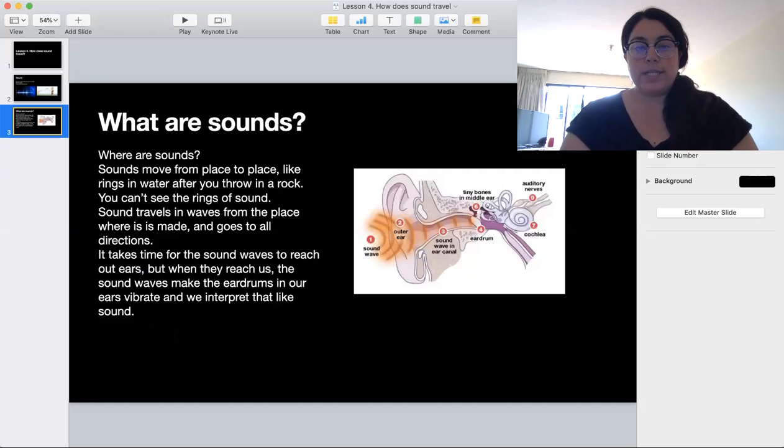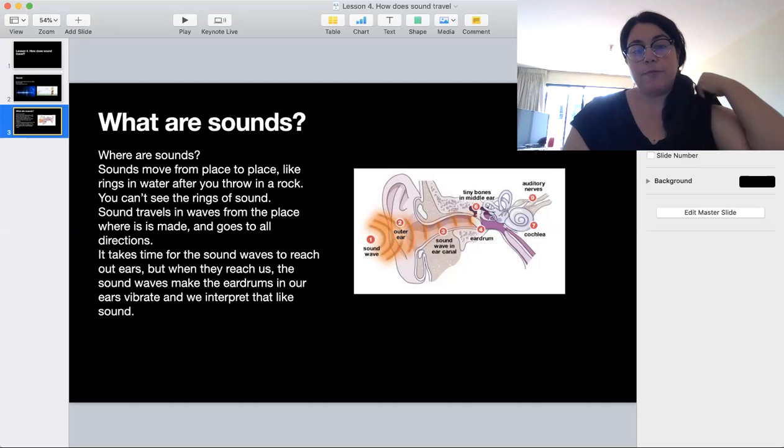But what are sounds? As we learned, sounds are vibrations, a type of movement, and they move from place to place. Like the rings in water after you throw a rock into the water and you see ripples. You usually can't see the rings of sound though. You don't see sound waves, okay? They're invisible. And the sound waves travel from the place where it's made to all directions, okay?